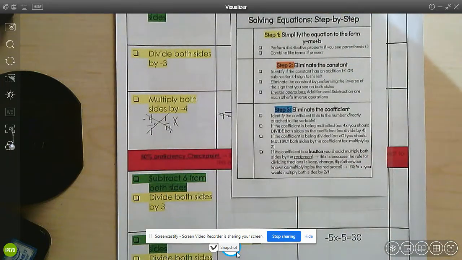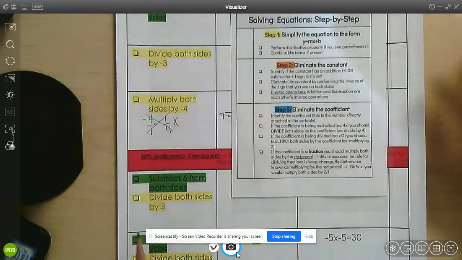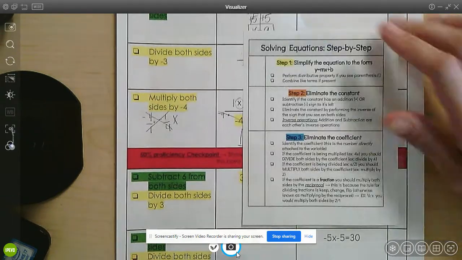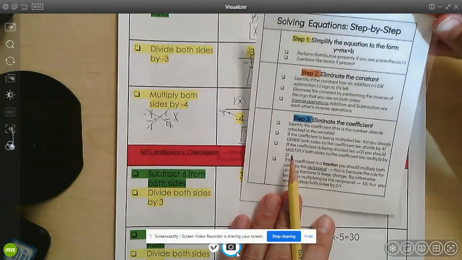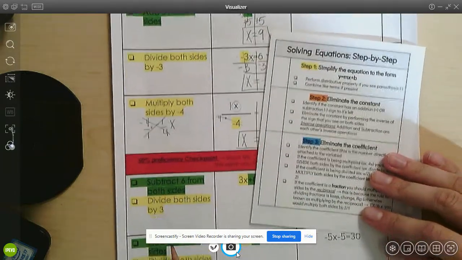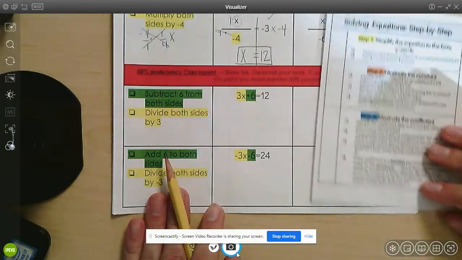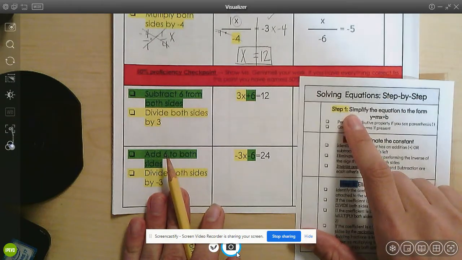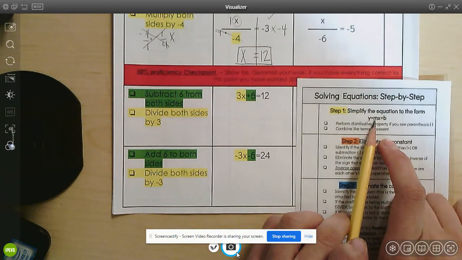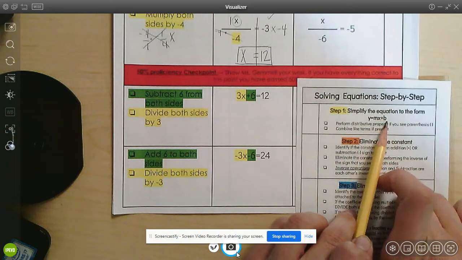Right, now we're going to move on to proficiency checkpoint number 2. I'm going to go over how to do each example. So remember, we have our solving equations step-by-step card here that we need to make sure we have everything covered. So down here, step 1 says that we need to simplify the equation to the form of a number equals another number times the variable plus another number.